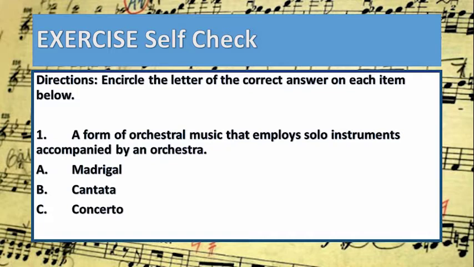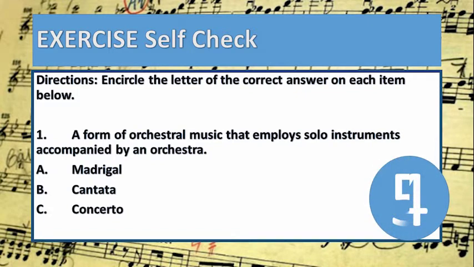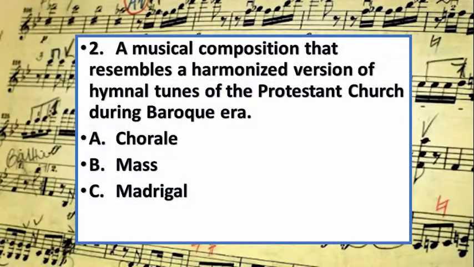Number 1. A form of orchestral music that employs solo instruments accompanied by an orchestra. A. Madrigal, B. Cantata, C. Concerto. I'll give you 5 seconds to answer. Number 2. A musical composition that resembles a harmonized version of hymnal tunes of the Protestant Church during Baroque era. A. Choral, B. Mass, C. Madrigal.